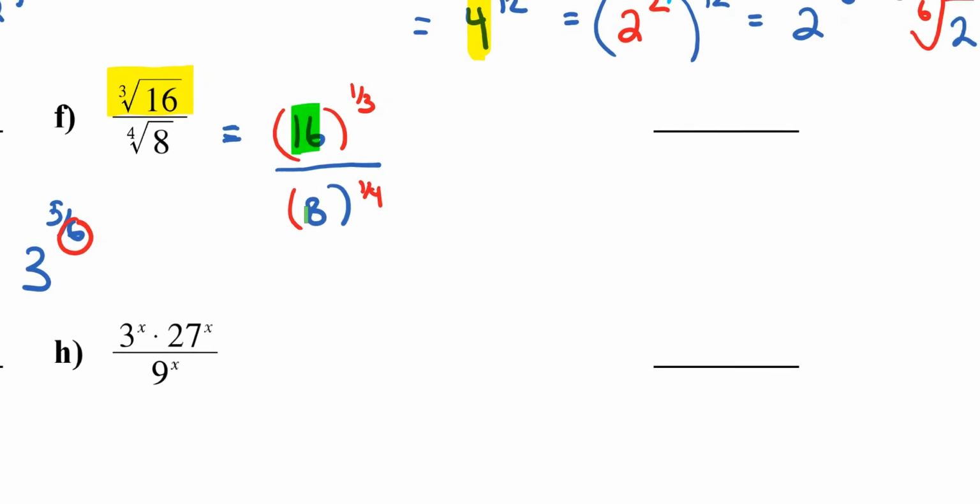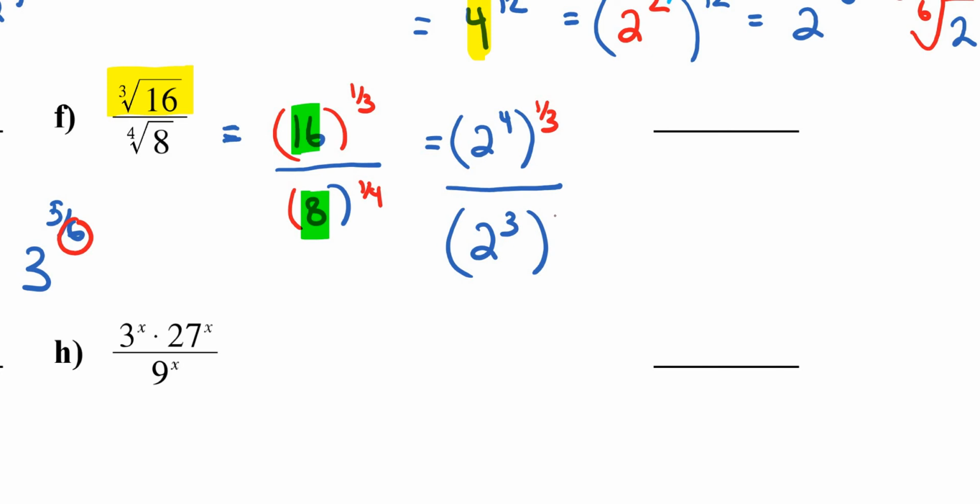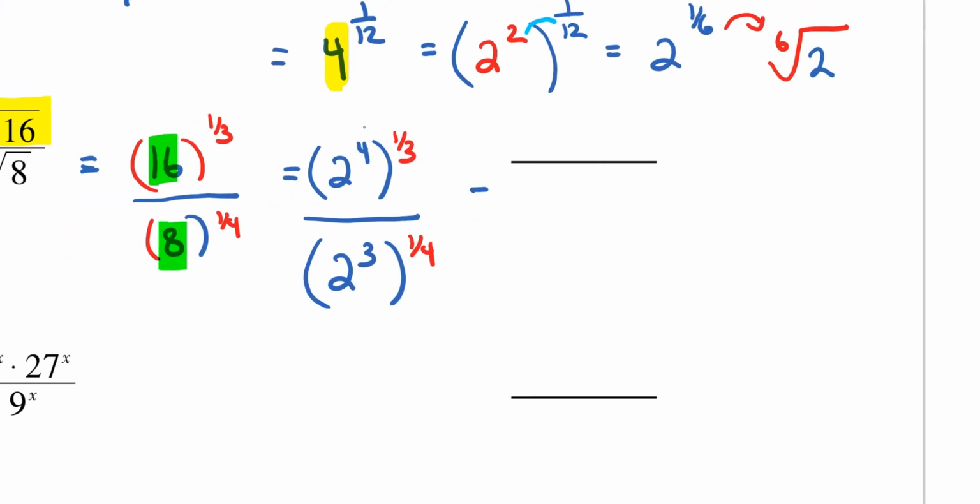All right, and after that, you want to look at your bases, and you want to make sure you're writing them down using a smaller base. So 16 is the same thing as 2 to the power 4 with the 1/3 there. And 8 is the same thing as 2 to the power 3. And we'll have the 1 over 4 on the outside. And just like the previous problem, you want to multiply the powers there. So this would be 2 to the power of 4/3 over 2 to the power of 3/4.